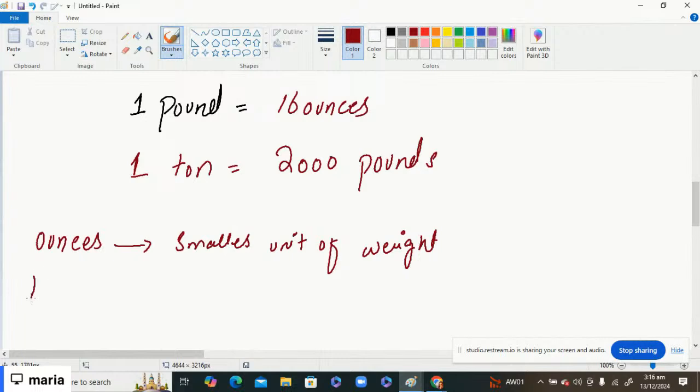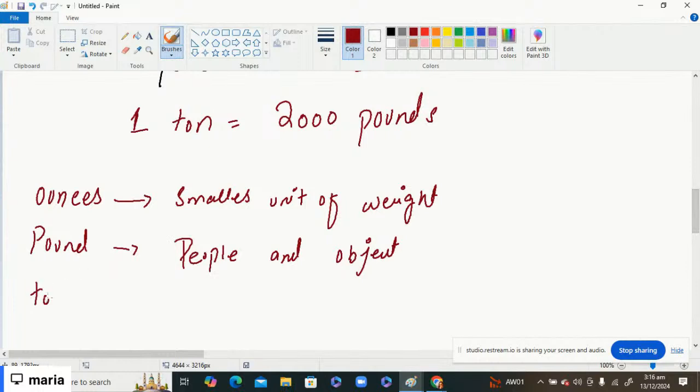Now the pound is basically a common unit used to describe the weight of people and objects. And tons are basically used for heavy objects.